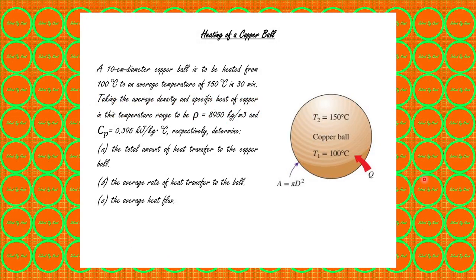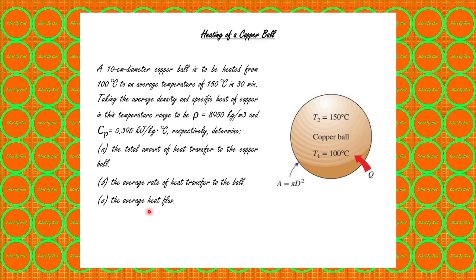So this is the statement of the problem. Heating of a copper ball. A 10 centimeter diameter copper ball is to be heated from 100 degrees Celsius to an average temperature of 150 degrees Celsius in 30 minutes. Taking the average density and specific heat of copper in this temperature range to be: the density is 8,950 kilogram per cubic meter, and Cp, which is specific heat at constant pressure, is equal to 0.395 kilojoule per kilogram per degree Celsius.